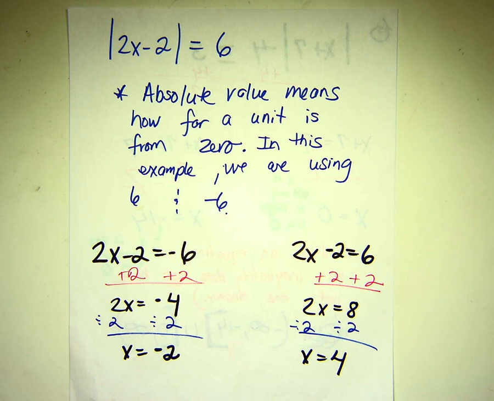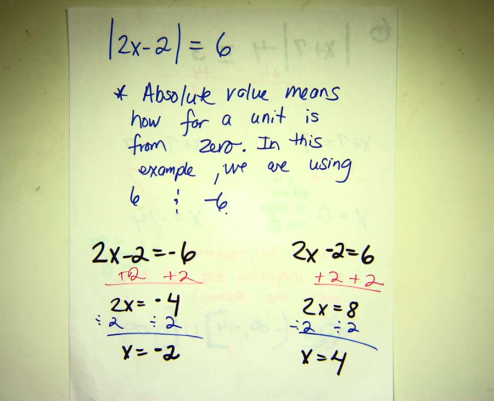So I rewrite it. So I got 2x minus 2 equals negative 6. And then I got 2x minus 2 equals positive 6. Remember, absolute value is dealing with how far it's from 0. Since 0 generally is in the middle of a number line, we're going 6 units to the left and 6 units to the right. 6 units to the left is a negative.